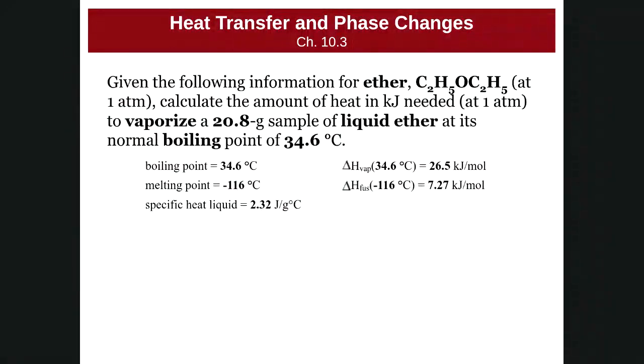Given the following information for ether. So ether is a chemical substance that used to be used instead of anesthesia. We used ether to knock people out for undergoing surgery, but ether, which is C2H5O, C2H5, so it looks the same on both sides of the molecule.